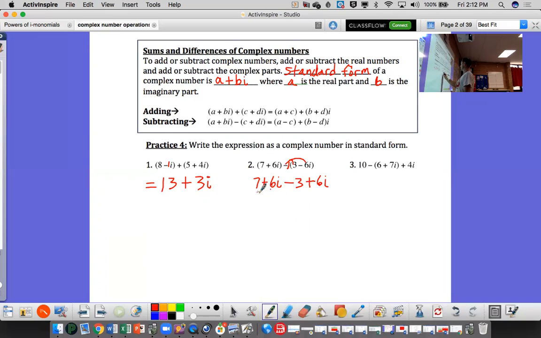So associate the 7 with the -3, make it 4, and the 6 plus the 6 make it 12i. By all means, if you can do it without having to write this extra line here in the middle, go for it. But there's going to come a point when the questions get longer and longer that you're going to want to write it out line by line. Plus, I can find out where you might have made a mistake.